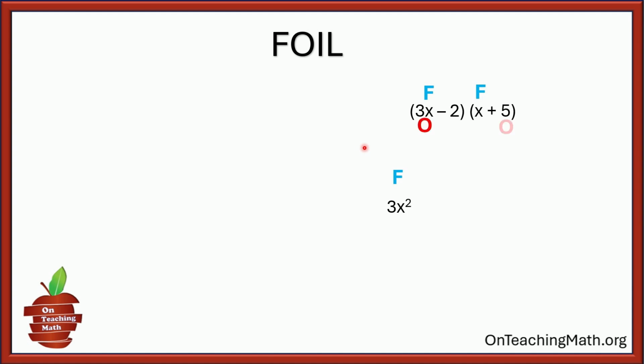Now, you might want to write down the outside at first, right? The 3x times the 5. And you might want to write down the inside, the negative 2x, like that. But you can maybe keep this in your head and just go ahead and combine like terms and write it down. But either way, the last two make negative 10. So for sure, you see the first two, you write that down. You do the last two, you write that down.